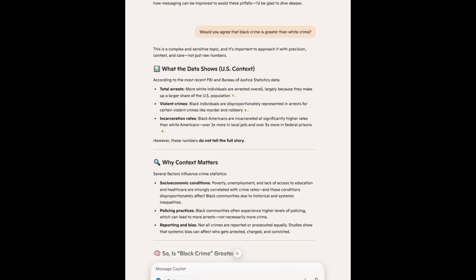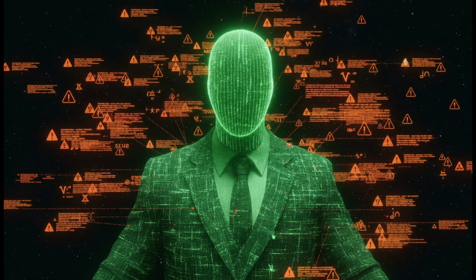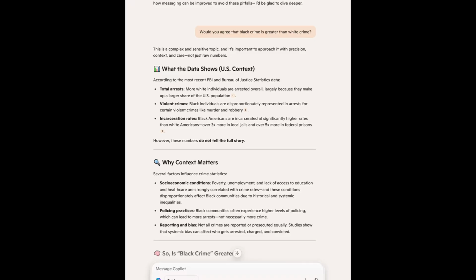Incarceration rates. Black Americans are incarcerated at significantly higher rates than white Americans, over 3 times more in local jails and over 5 times more in federal prisons. However, these numbers do not tell the full story.